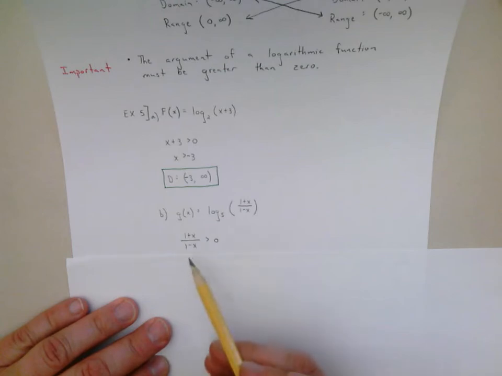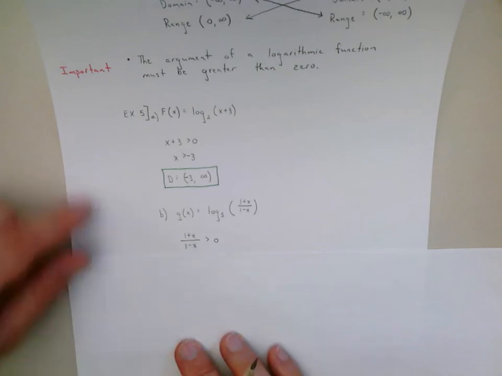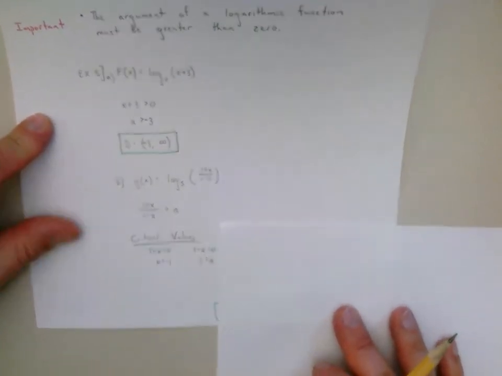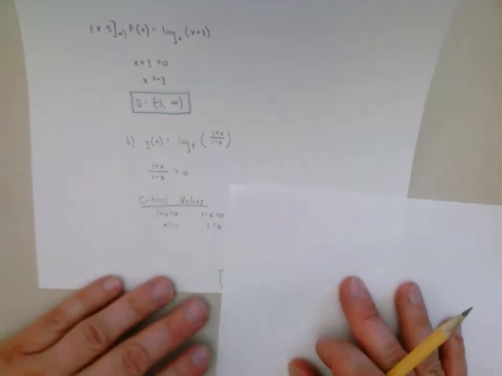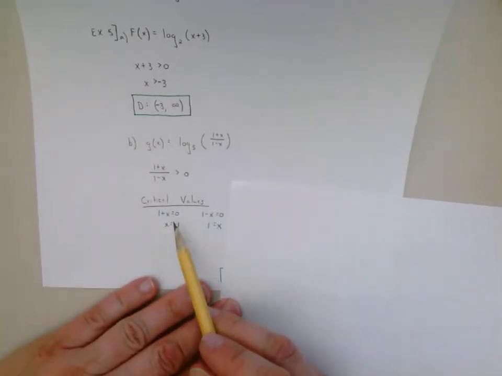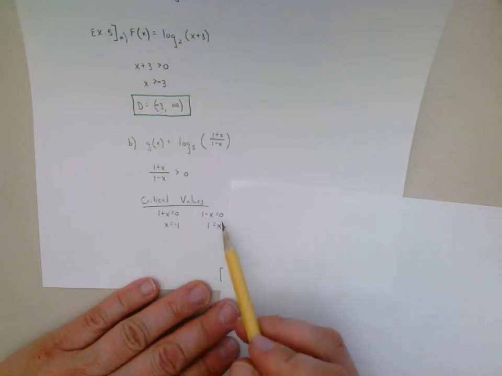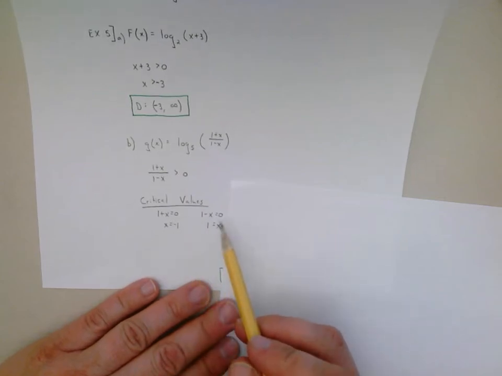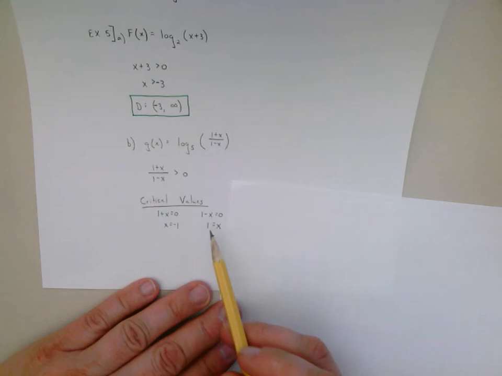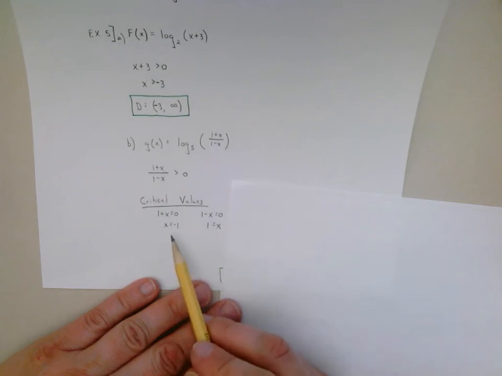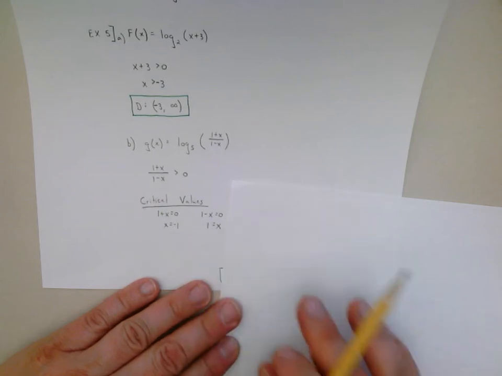Recently, we learned that to solve a rational inequality requires critical values. If I simply multiply both sides of the inequality by this denominator, I will lose part of my solution. Instead, the definition of the critical values of a rational expression are the real zeros of the numerator and the real zeros of the denominator. So setting each of those equal to 0 gives me that the critical values are negative 1 and positive 1.